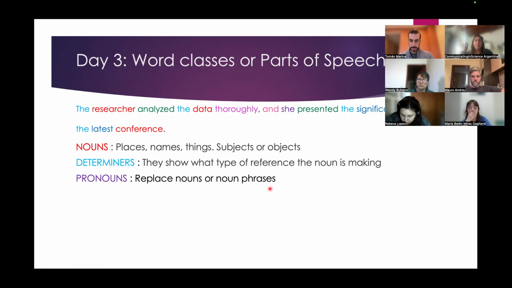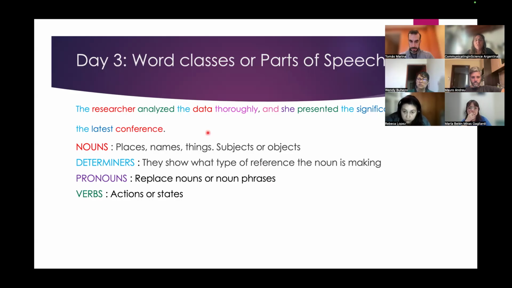If I say, Kata is a researcher, and I want to keep talking about Kata, I'm not going to start the next sentence with Kata again. I'm going to talk about "she". I'm going to replace Kata with the corresponding pronoun to avoid repeating all the time.